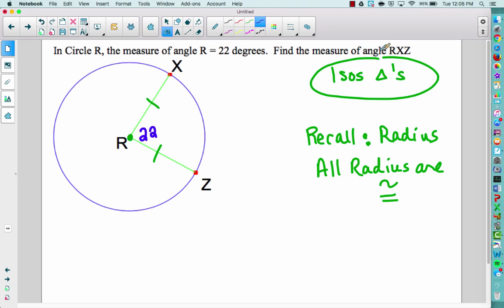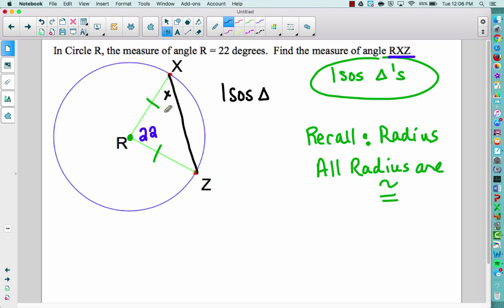Then it says find the measure of angle RXZ. Well, RXZ is not part of the... I don't know how to create an angle with a circle with an arc. So I actually have to connect it. And what's happened is I've created an isosceles triangle, okay? Created this really cool isosceles triangle. All right, so it wants us to find the measure of RXZ.